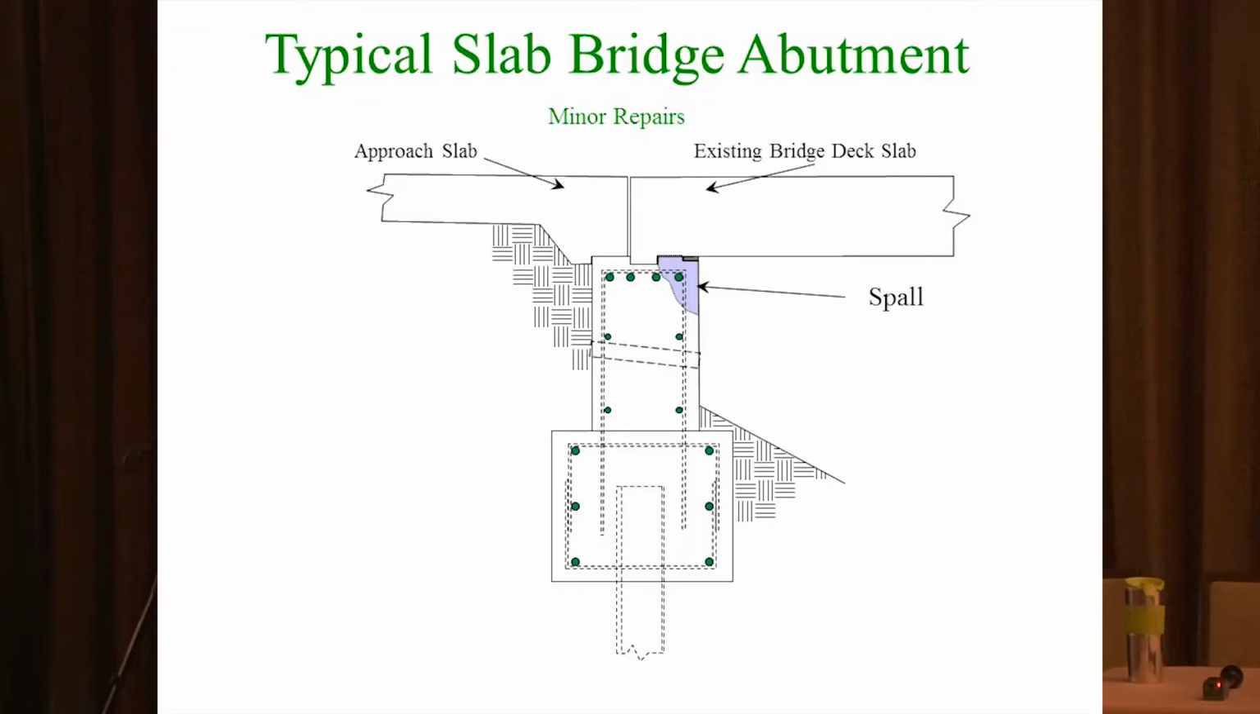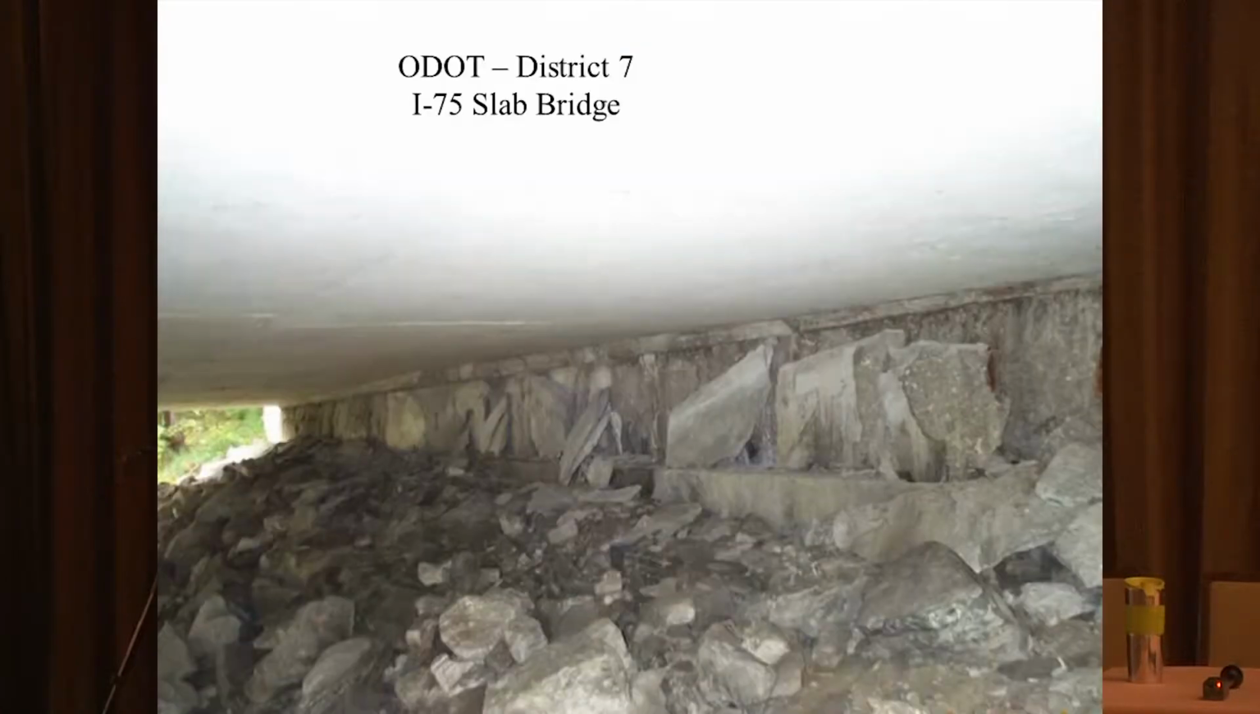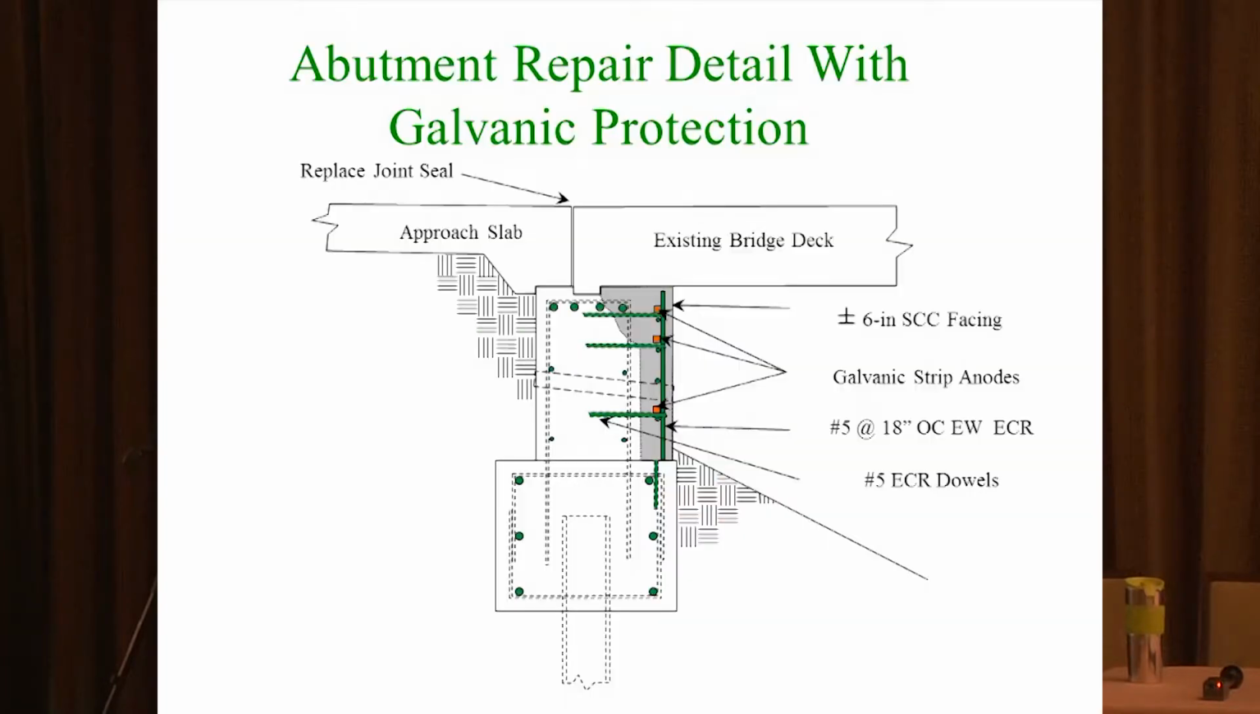While that doesn't look too bad on this particular schematic, this is what it looked like once we went in and started doing some chipping on it. There are some pretty significant spalls on this. This was a project that we did some 10 years ago. It was one of the first projects we did for Ohio DOT. One of the nice things about these abutments is they've got some large footers on them, and because of the larger footers, we were able to do some overbuilds.